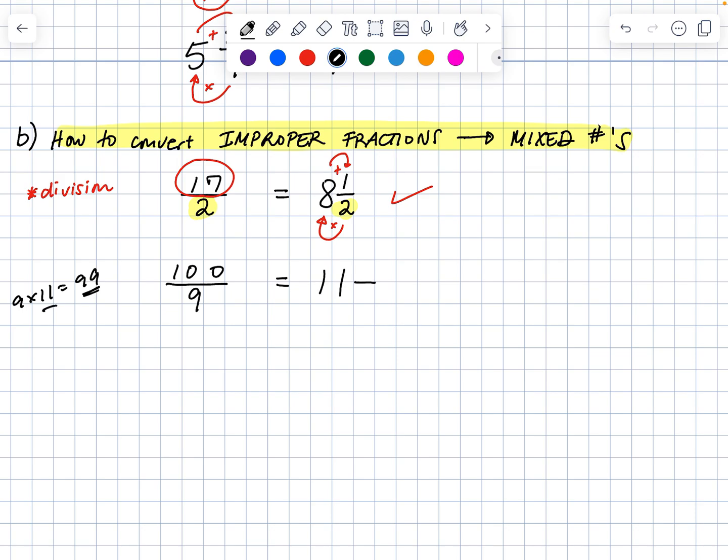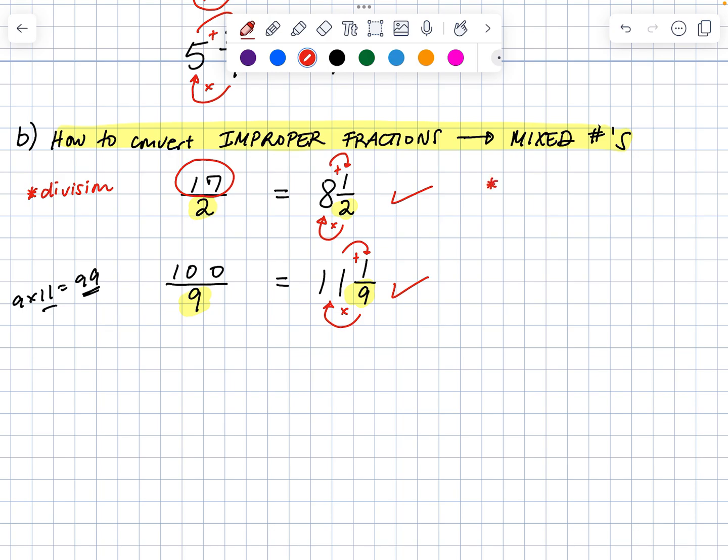Now remember that again, we keep the same denominator, right? The same denominator in each case is going to be 9. And then I know 9 times 11 will give me 99. So my remainder is 1, and that becomes the numerator of the fraction. How can I check that I'm right? Again, I multiply 9 times 11, which is 99, plus 1, which will give me 100. So therefore I'm correct. We should summarize this process too before I give you one more example to try on your own.